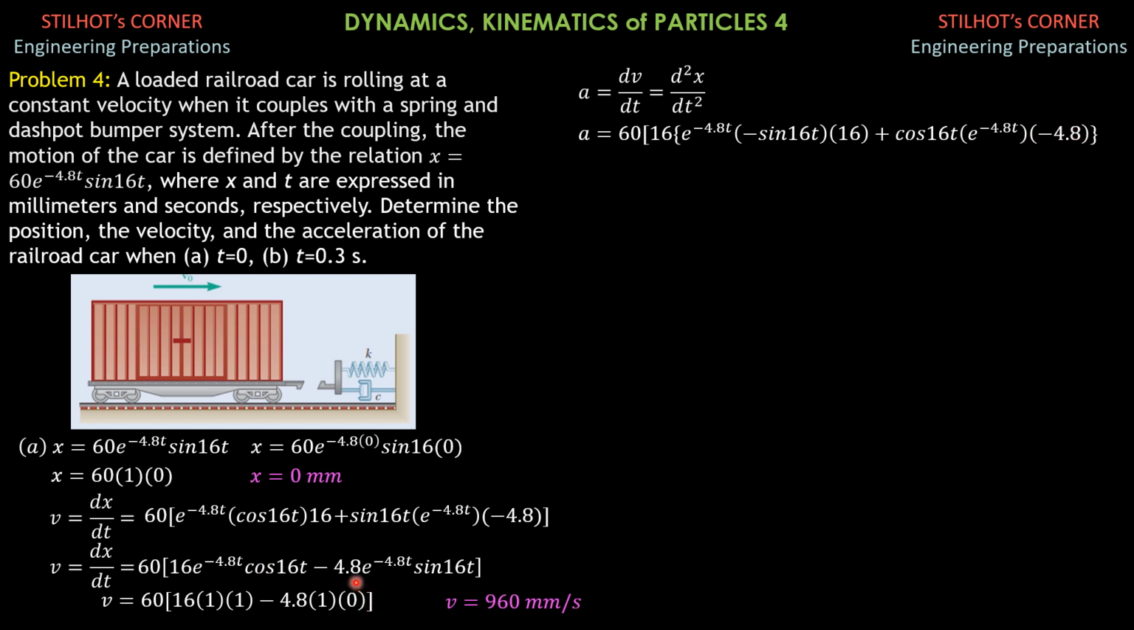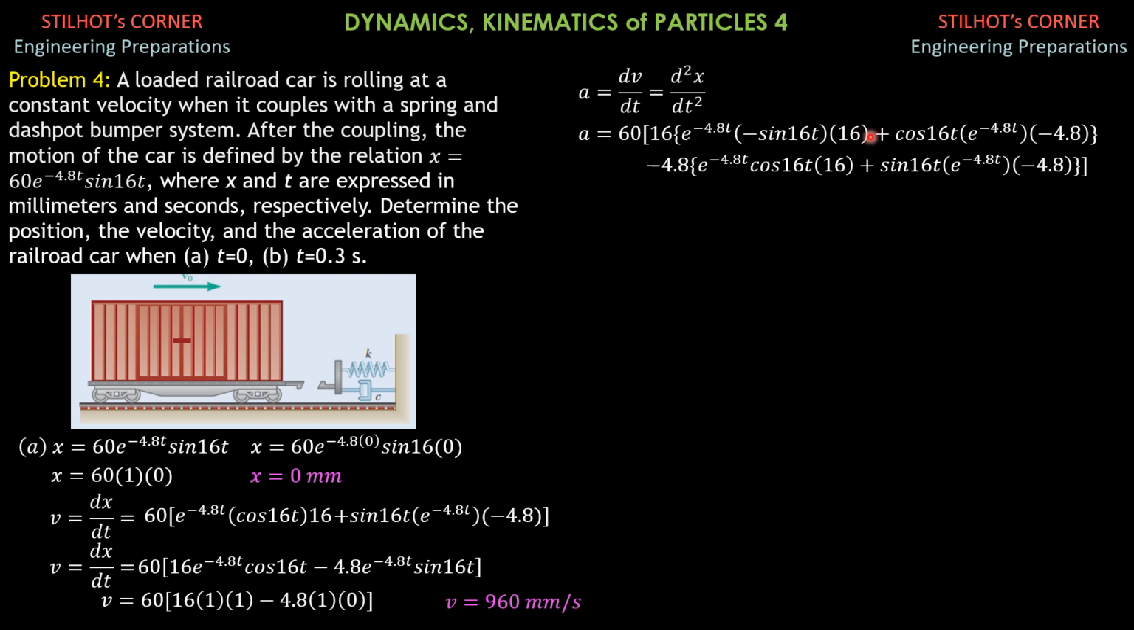Then here we factor out negative 4.8. Then we have derivative of product again. So minus 4.8 times quantity e to the negative 4.8t times cosine 16t times 16. Then plus sine of 16t e to the negative 4.8t times negative 4.8 for the derivative of e to the negative 4.8t.